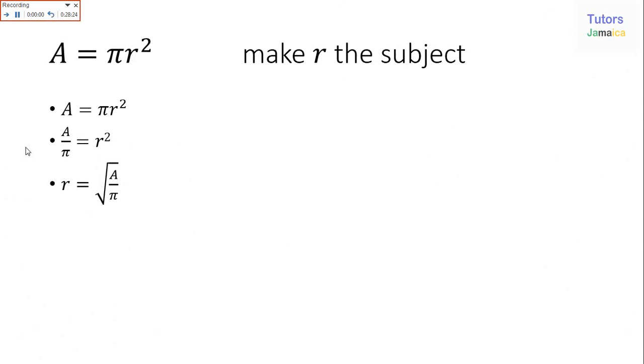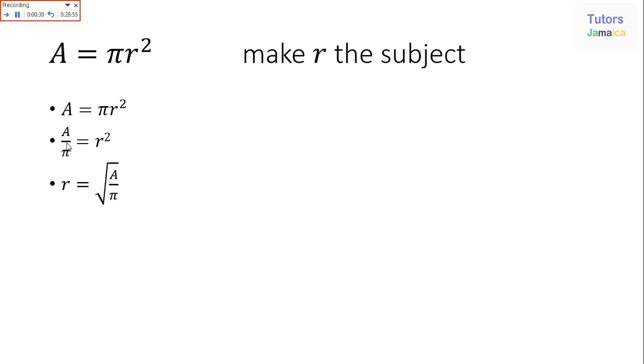Okay, so this one is a bit tough, right? So we want to make r the subject of the formula. So the first thing we need to do is divide both sides by pi. So we get rid of pi because pi is multiplying the r here. So we divide both sides by pi, and so we end up with a over pi is equal to r squared.